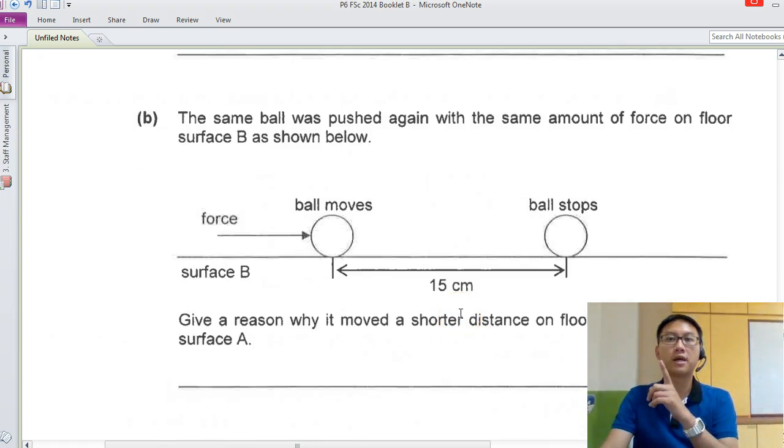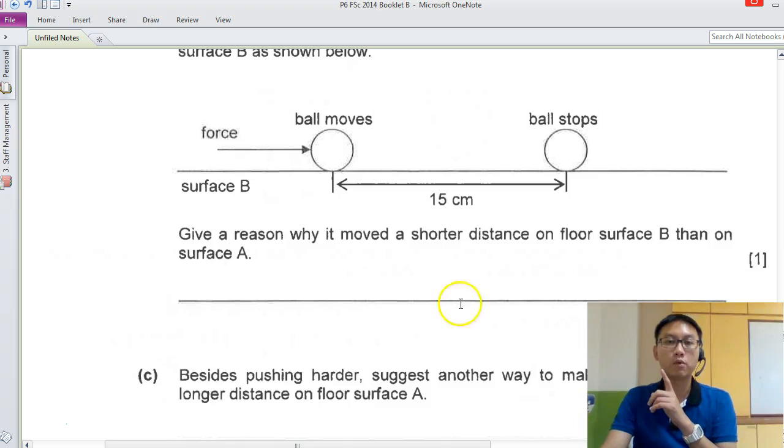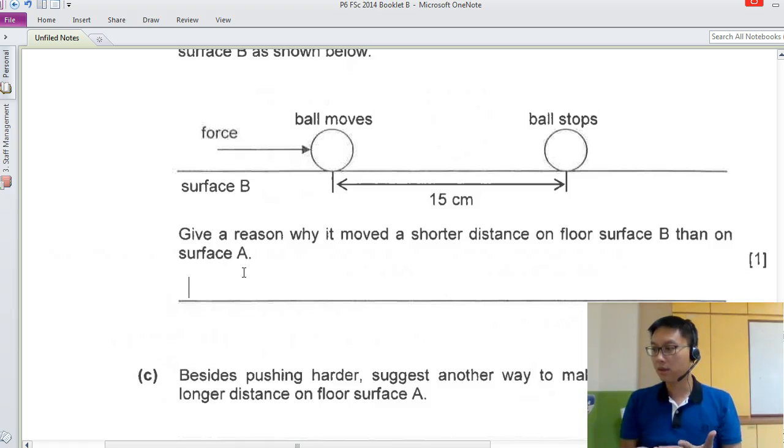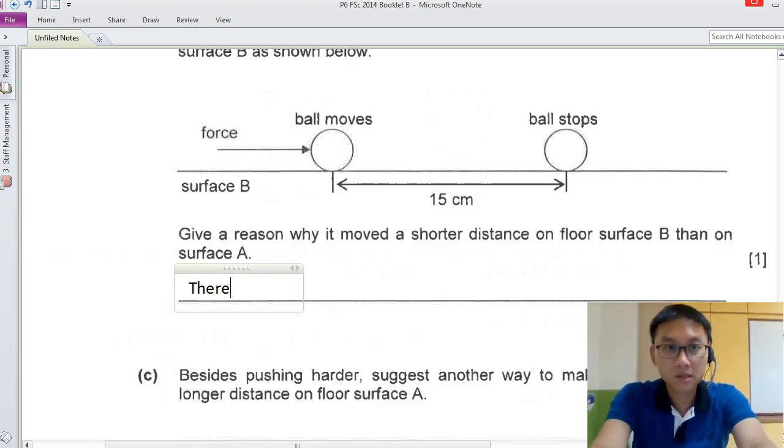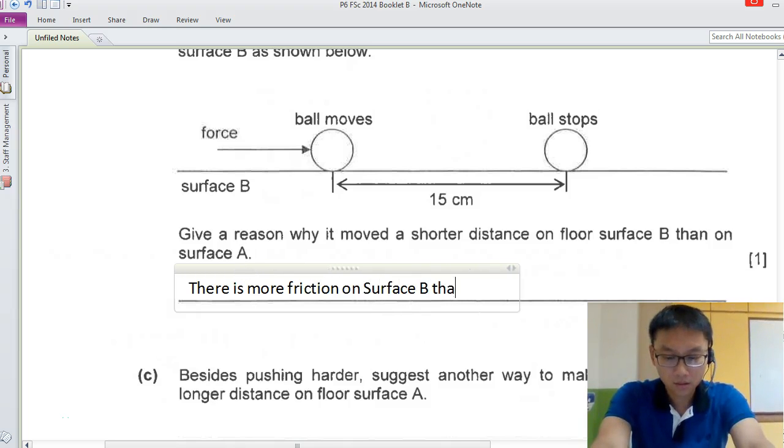Now the same ball was pushed again with the same amount of force, but then it moves a shorter distance. It only moved 15 cm. So give a reason why it moved a shorter distance. Why is it that something moves a shorter distance? Yes, the key here is friction slows things down, remember? So the reason is because there is more friction on surface B than surface A. So you need to compare, because this question is asking you to compare. Why is it shorter on B than on A? So you need to say that there's more friction on B than on A.